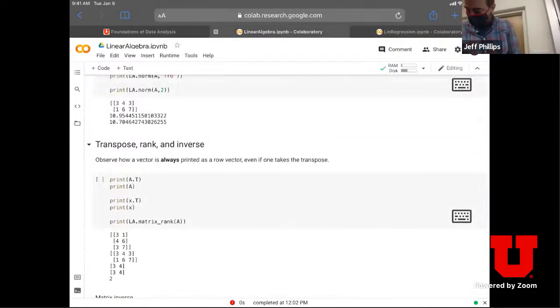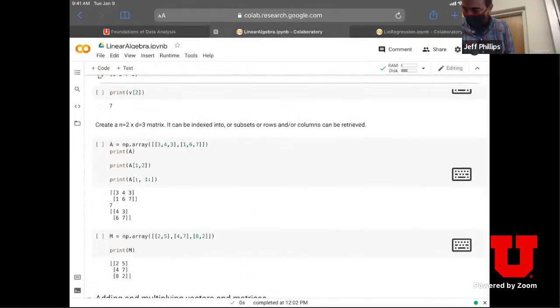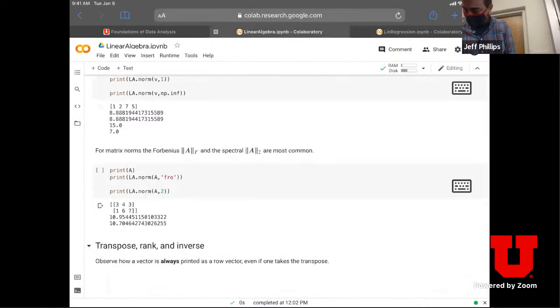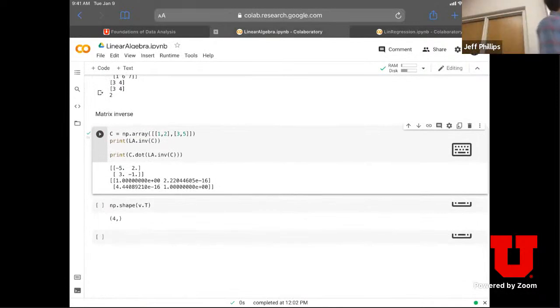Oh, I didn't load all this stuff. Okay, I need to reload. Good. So I've got a matrix C: -5, 2, 3, -1. I took the inverse, and I got back some strange looking stuff here. Okay, this is the inverse. So C, well, let me also print C.